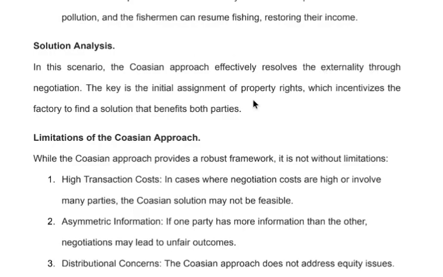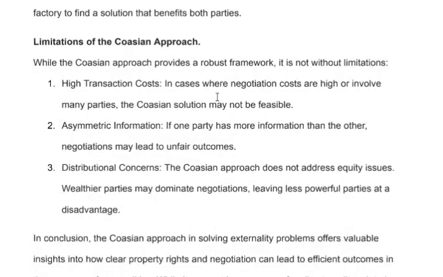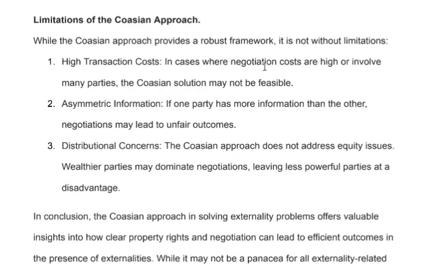The key is the initial assignment of property rights, which incentivizes the factory to find a solution that benefits both parties. Limitations of the Coasian approach. While the Coasian approach provides a robust framework, it is not without limitations. High transaction costs. In cases where negotiation costs are high or involve many parties, the Coasian solution may not be feasible. Asymmetric information. If one party has more information than the other, negotiations may lead to unfair outcomes.